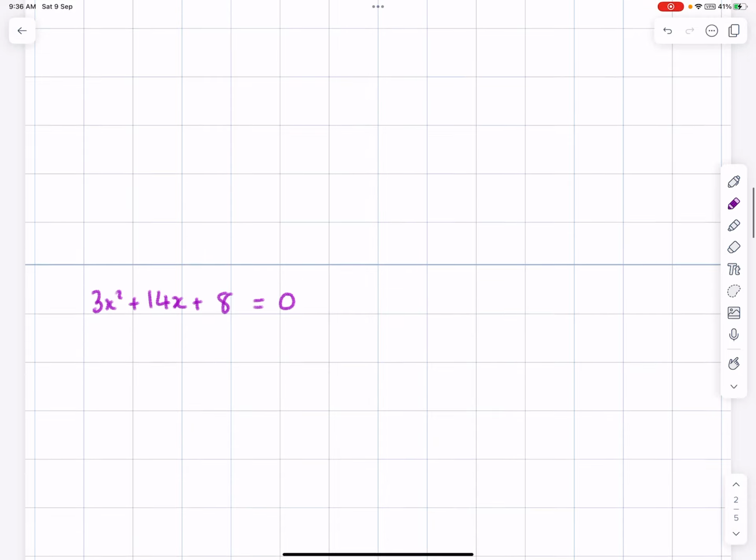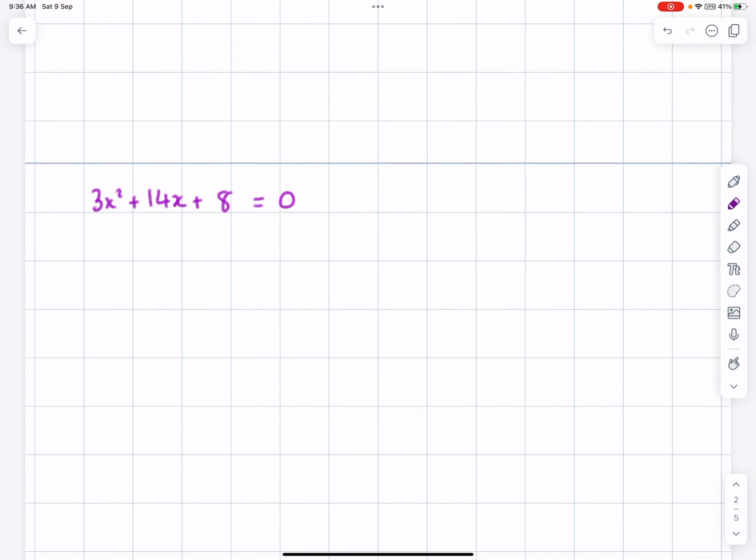Okay, what about on a more realistic question from the AS level, where we're trying to factorize and there isn't a common factor? Notice I've also put equals 0 here, so we're going to be solving this as an equation as well. But let's just concentrate on factorizing 3x squared plus 14x plus 8.